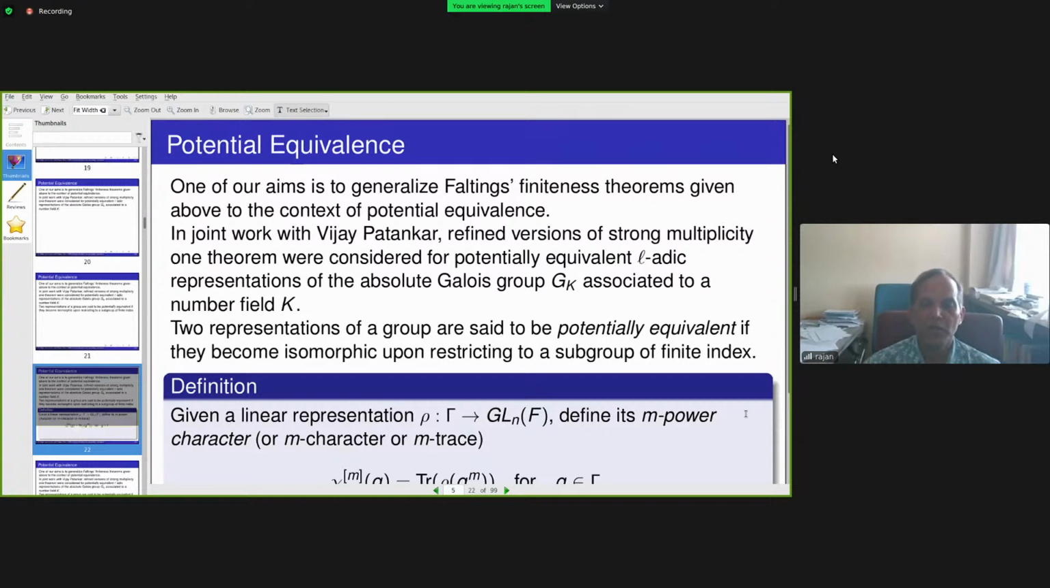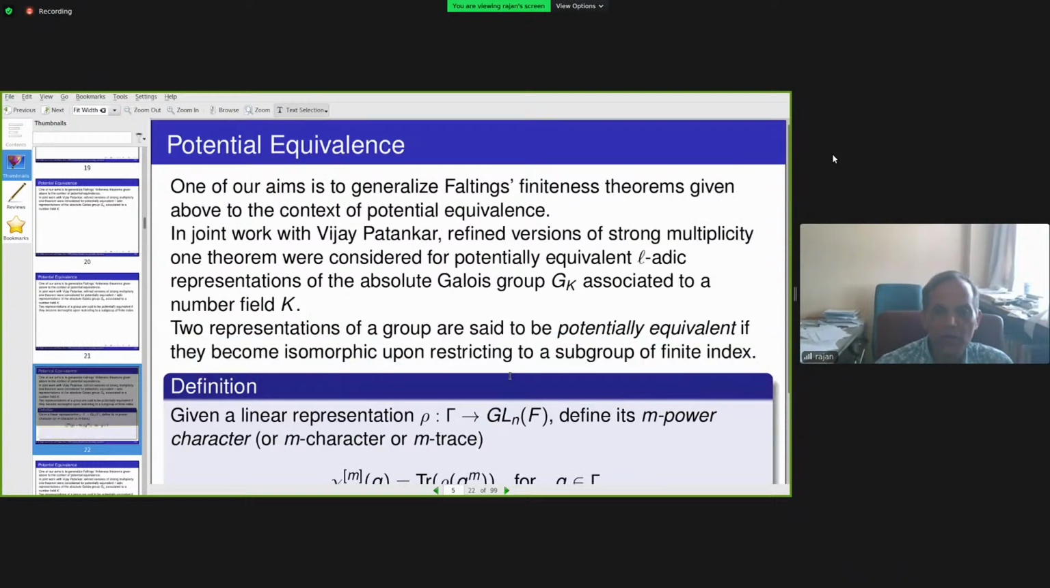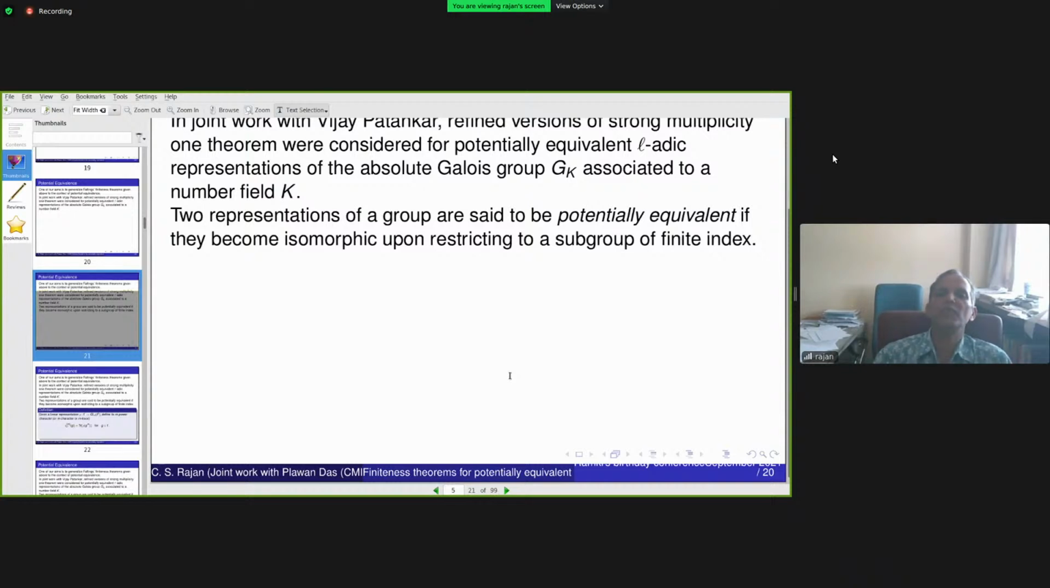So we are saying that two representations are potentially equivalent if upon restricting to a subgroup of finite index they become equivalent. And what we want to do is to relate this to some character theory. Part of this work was done with Vijay Patankar, relating this to character theory, but we got to understand it better and put it in a clearer manner with the work with Plummer.